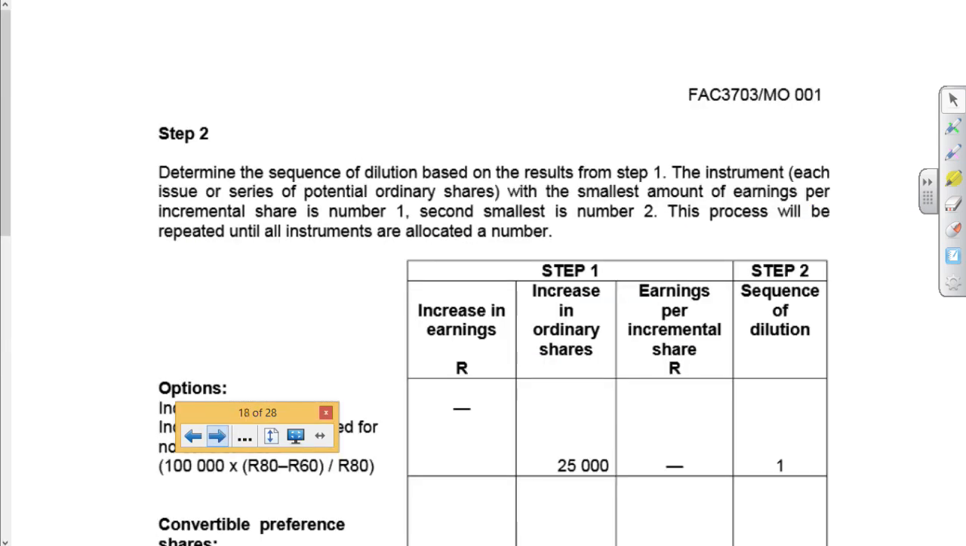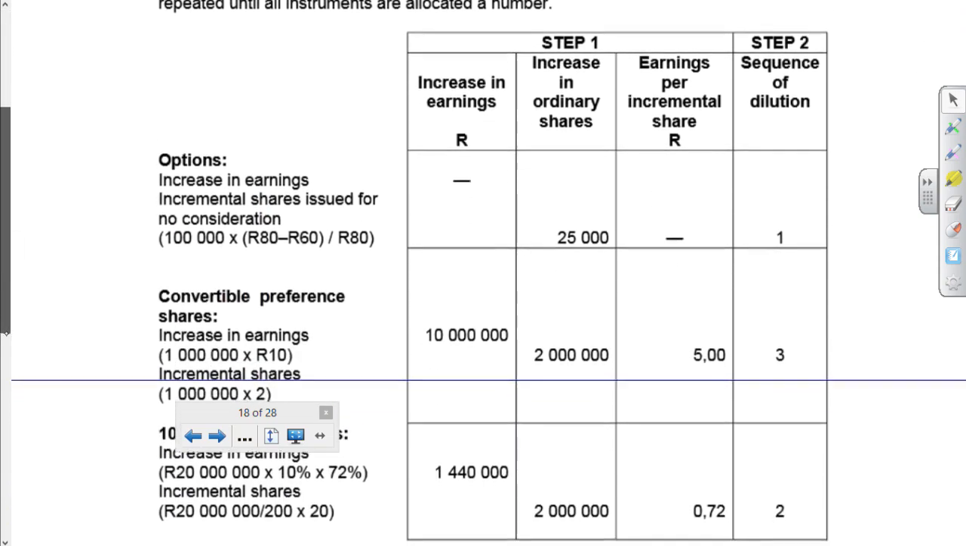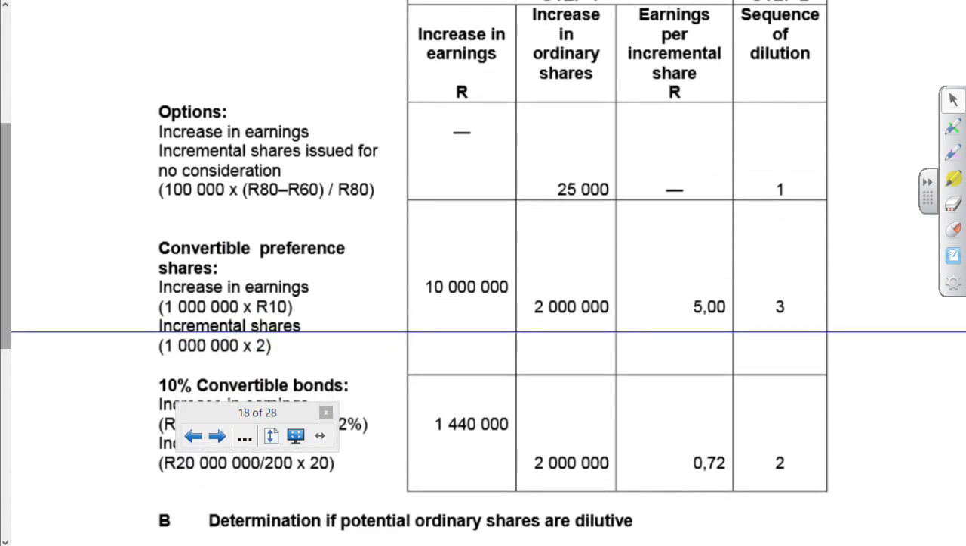So what they then do is put it into a calc to work out our sequence. So there's the 3 options, prefs, and bonds, exactly as they were given in the question. And for each one, they've put in the numbers. This one was going to be no impact on earnings, a 25 impact on shares. This one was going to be 10 million on earnings. I remember that because it was a big number. Hey, 2 million on shares.